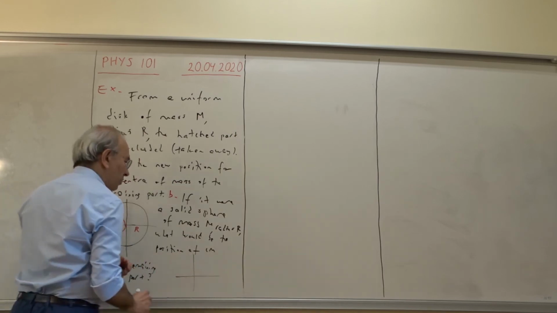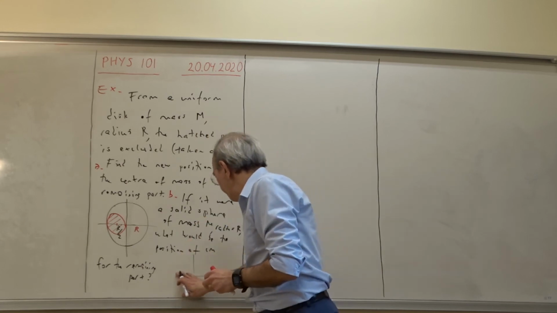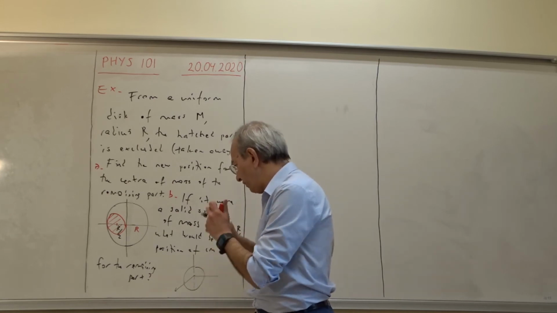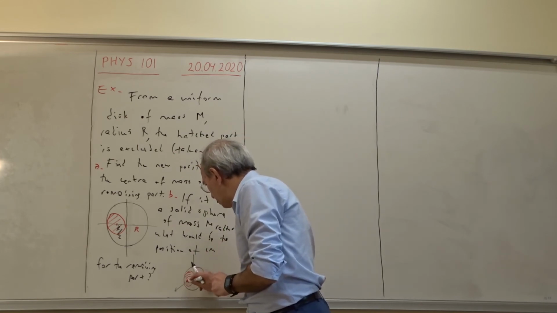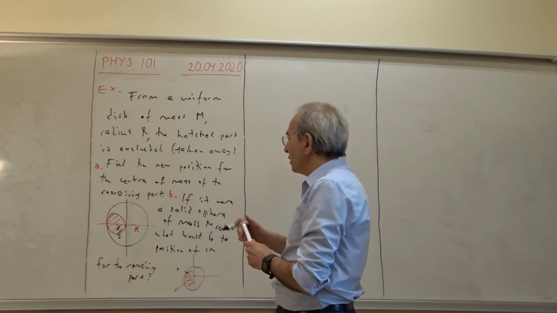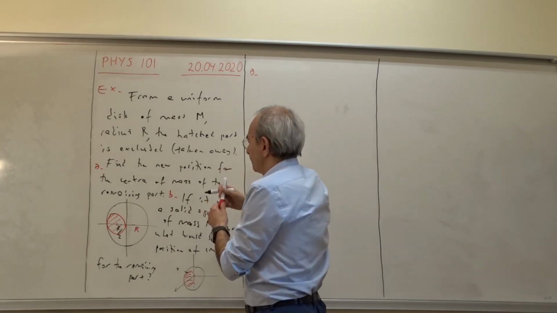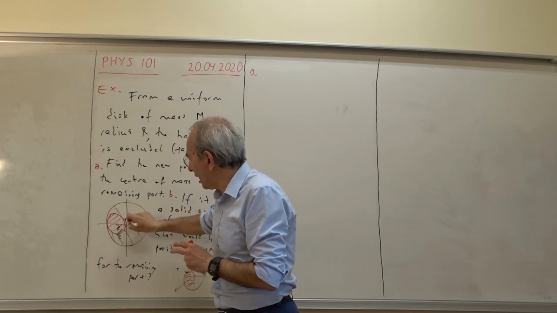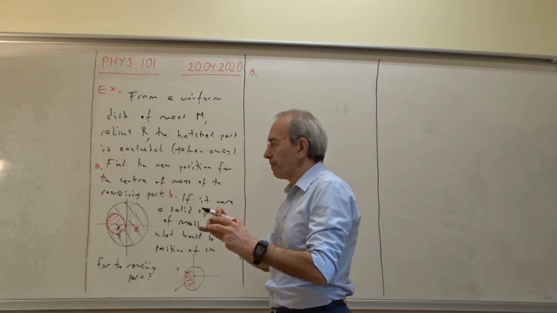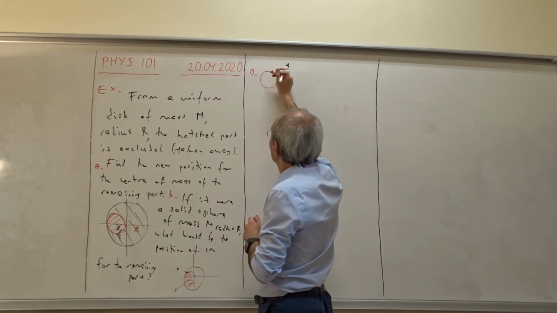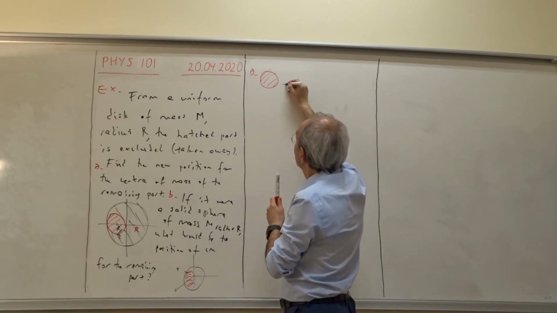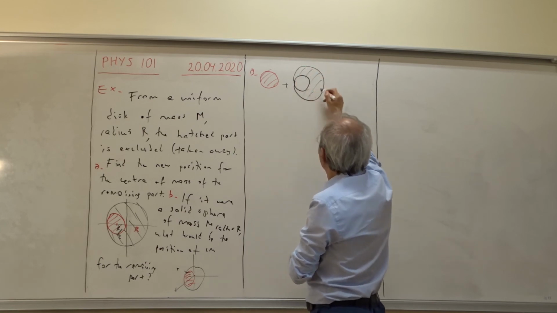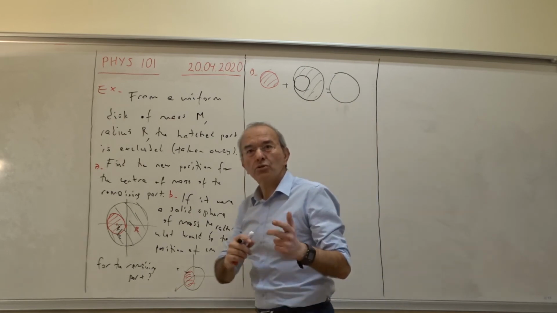Now let me draw a simple picture here, but since it's a volume, let me draw some three-dimensional system. So this is the sphere, but now this part is taken out. Let's consider part A first. Let me draw the picture again. What is the remaining part? It is this black hatched part. And if you add this excluded part plus the remaining part, you get the full disk without any exclusion.